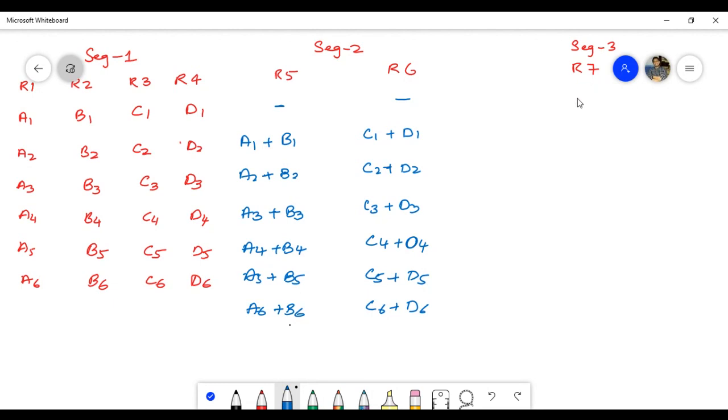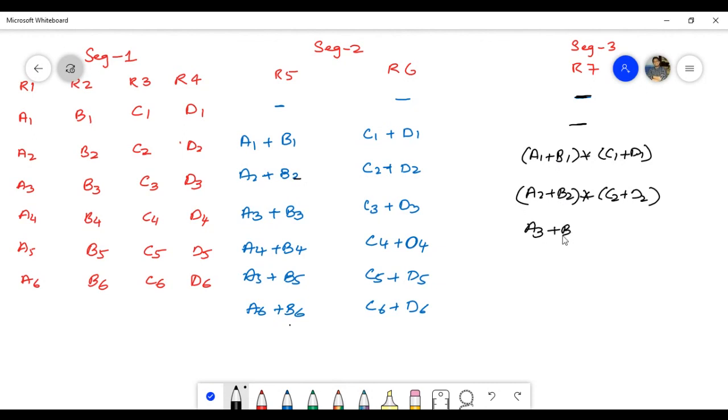Next is segment 3, which is nothing but R7, R5 cross R6. R5 is A1 plus B1 cross C1 plus D1. This is the content; it will start from here. A2 plus B2 cross C2 plus D2.